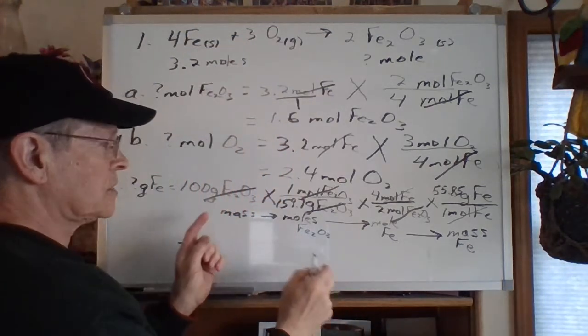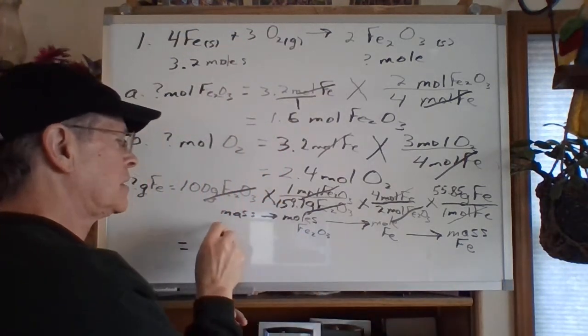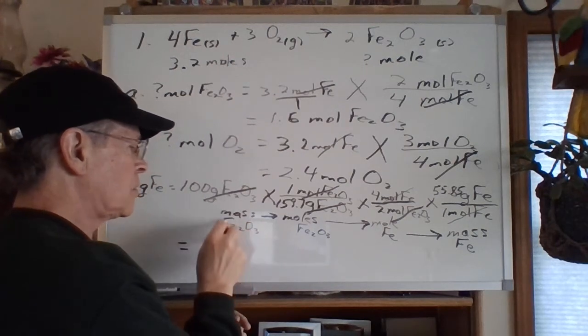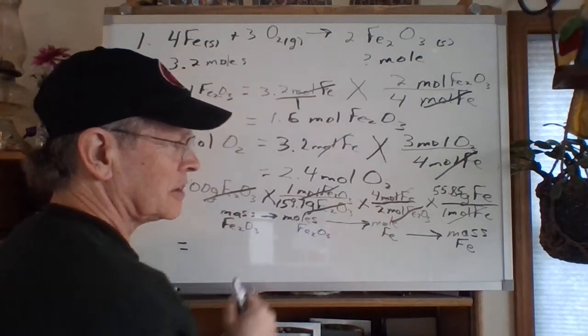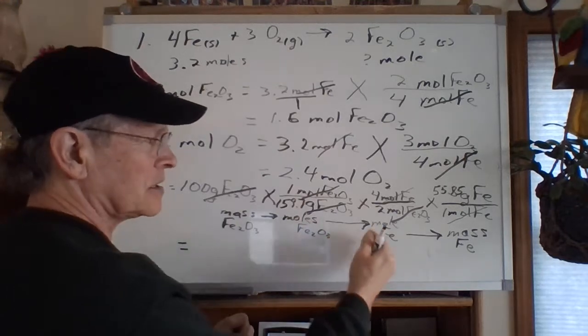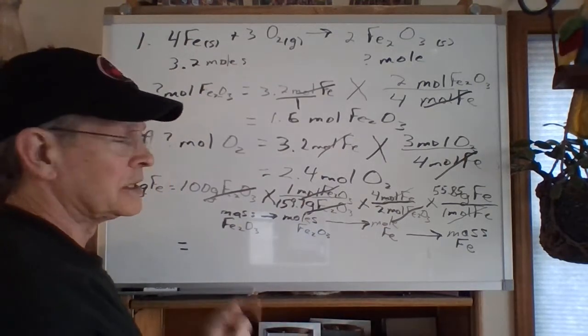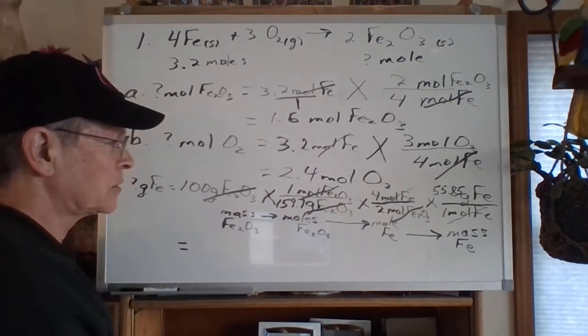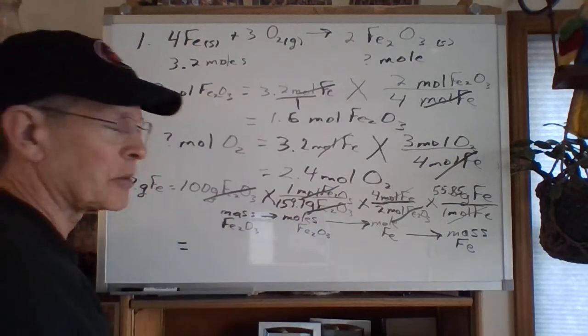Some people call these mass problems. You're converting a mass of one substance, Fe2O3, into the mass of the other substance. But in the process, you have to go through the moles. So it's really a mass to mole to mass problem. Or for short, mass to mass problem.